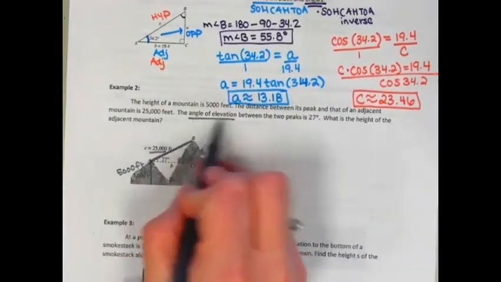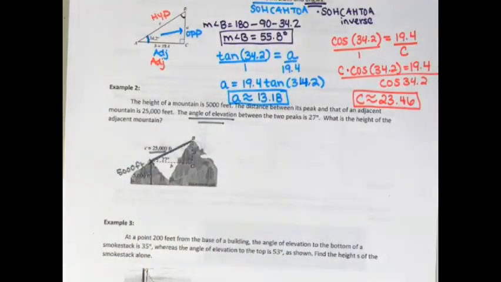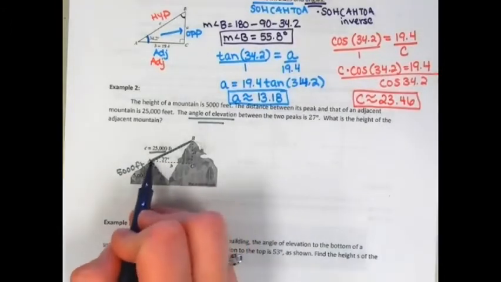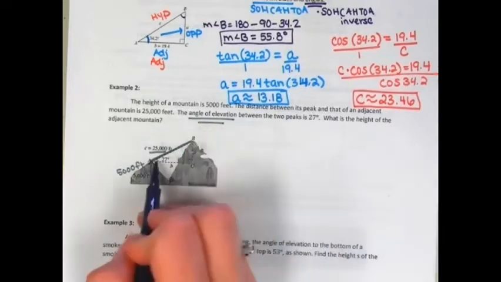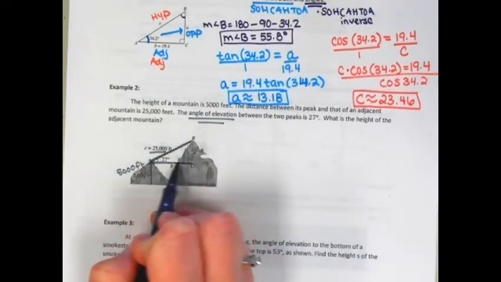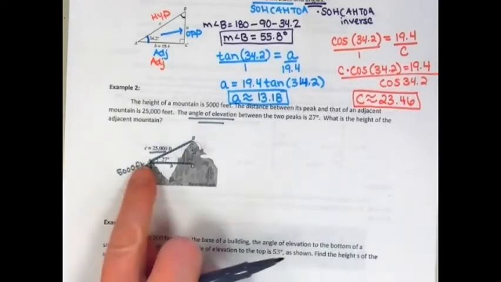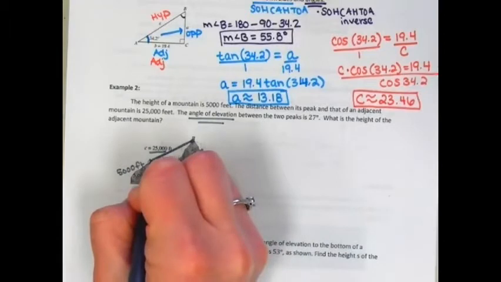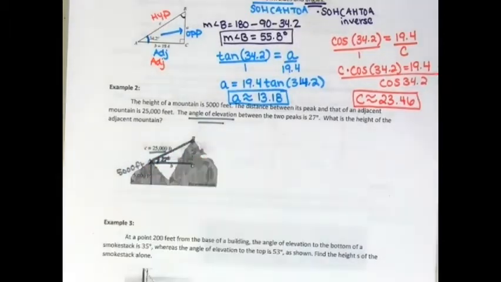Okay. The angle of elevation. So angle of elevation has to be formed from what kind of line? Horizontal. An angle of elevation is an angle formed from a horizontal line, right? So from peak A, we have this horizontal line, and then looking up to peak B, that is 27 degrees. Okay.